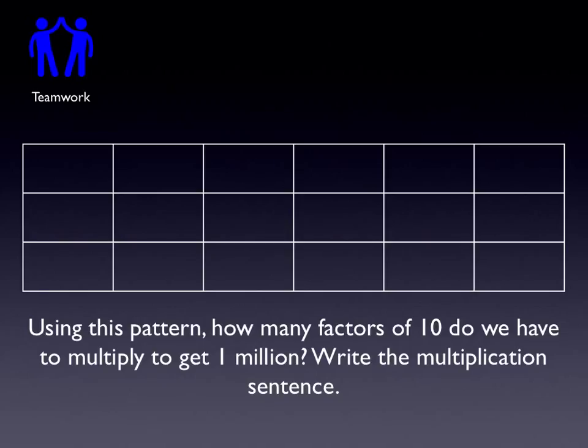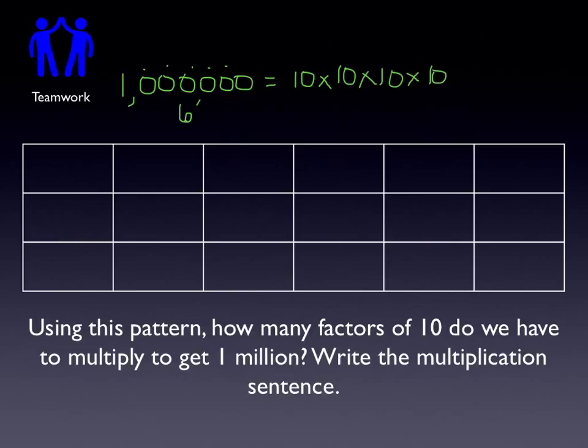So if we use this pattern, how many factors of 10 do we have to multiply to get to 1 million? I'm going to write up here instead of the chart because it's not big enough. And we know that both sides of the equation should have the same number of zeros. So I've got 1, 2, 3, 4, 5, 6 over here. That means I've got to have 10 times itself 6 times. So 10 times 10 times 10 times 10 times 10 times 10 equals 1 million.